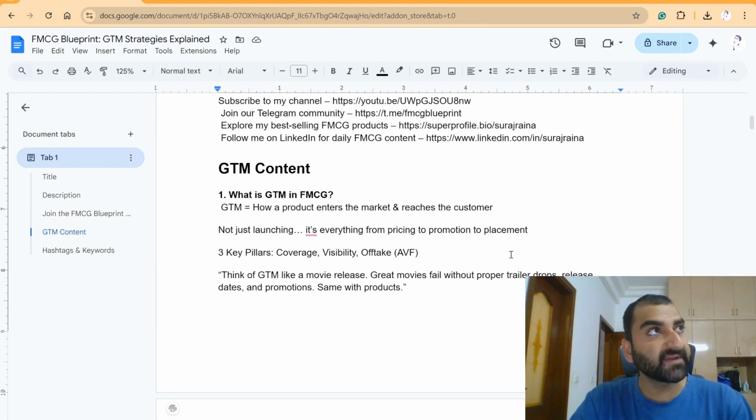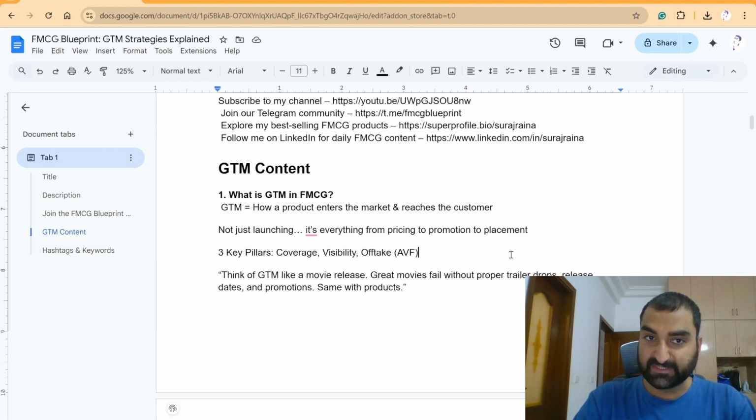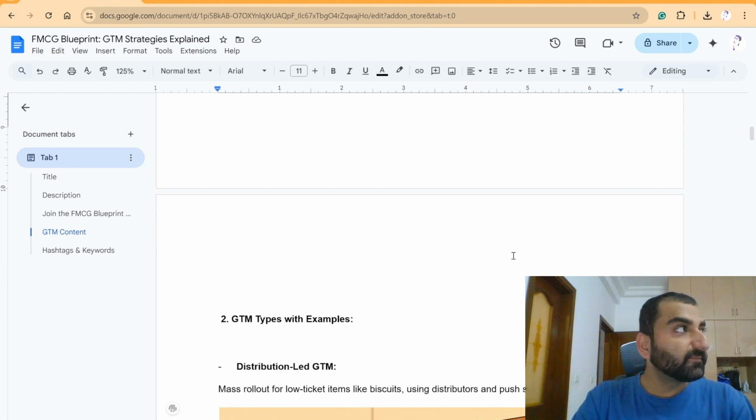It's a go-to-market strategy. Just like a movie release, there are certain things that we need to ensure properly so that the movie release happens well. The same happens with the GTM. And the three key pillars of the GTM are coverage, visibility, and offtake, right? So let's move on with some of the examples.